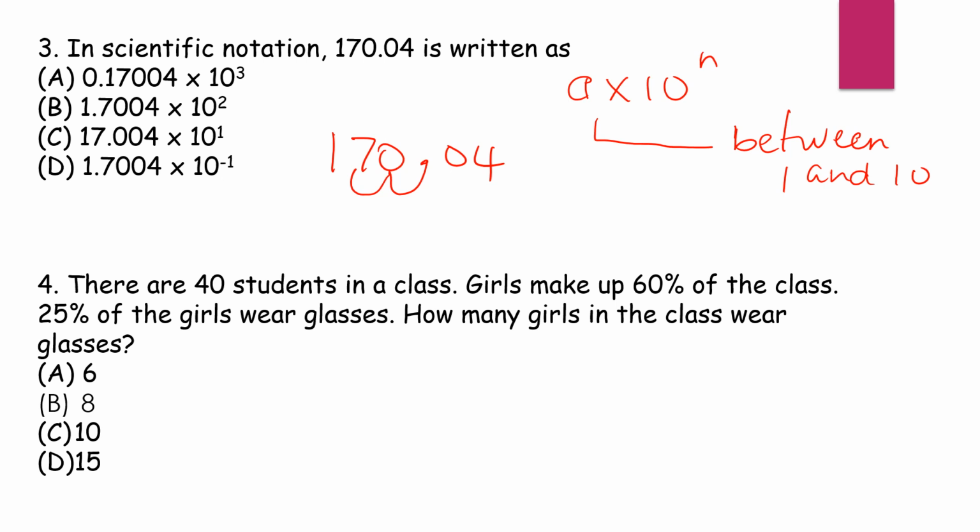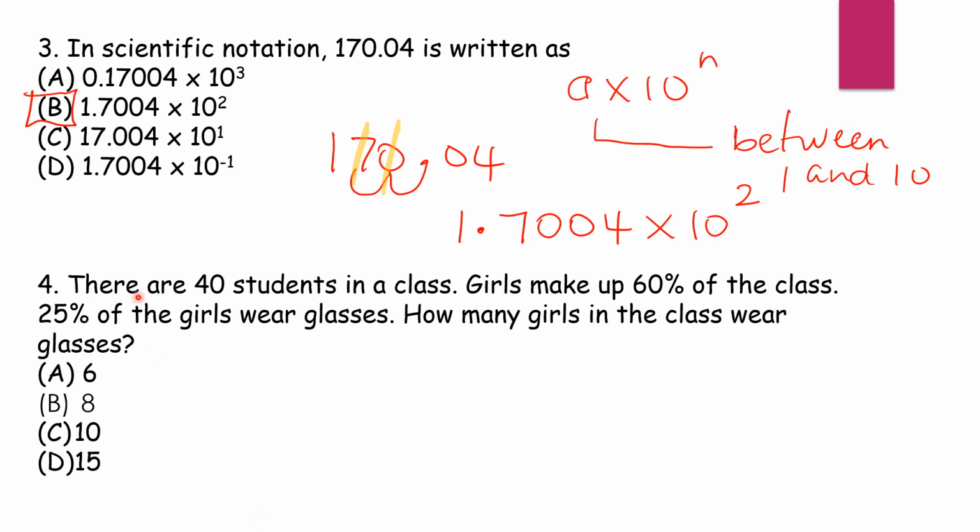So now I have 1.7004. How many times did I move the decimal point? Let us check. 1, 2. So I'm going to multiply it by 10 to the second power. Okay, so that answer is going to be B.